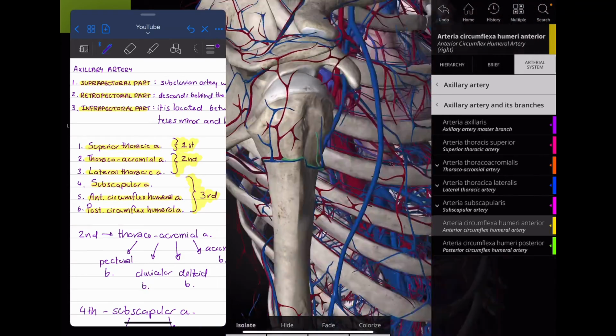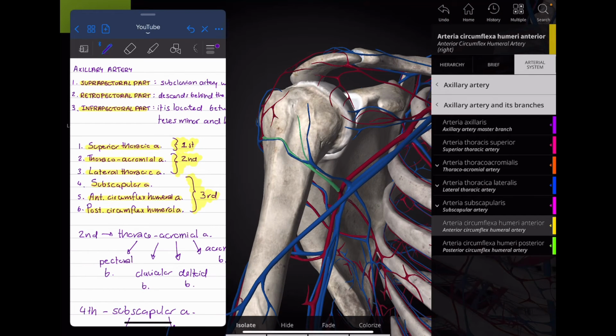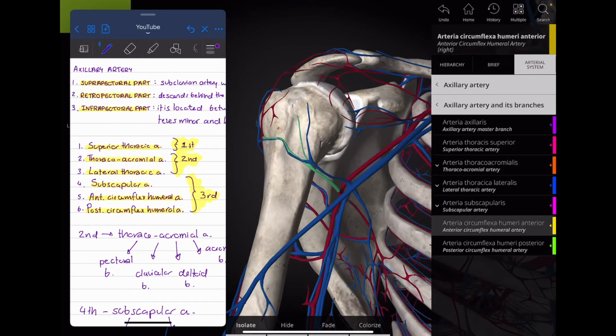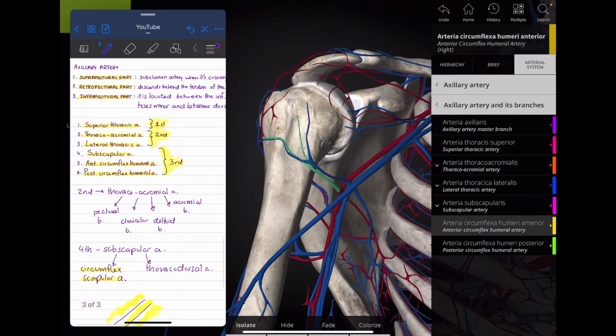Okay, so if you were to break the surgical neck of the humerus, that would lead to damage of the anterior and posterior circumflex humeral arteries, which can then lead to necrosis of the surrounding tissues as well as the humerus. So remember that. That's a very key important fact to remember.